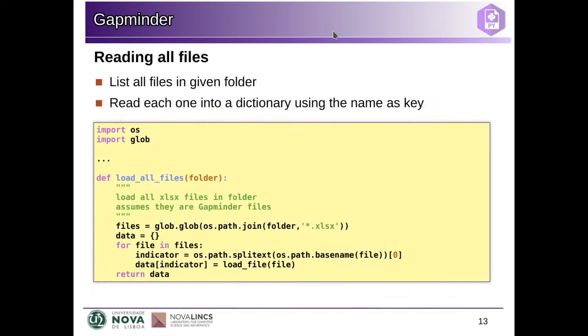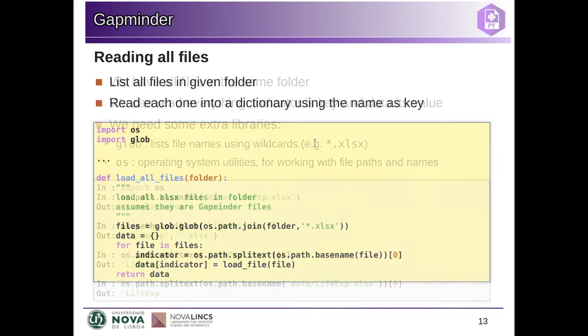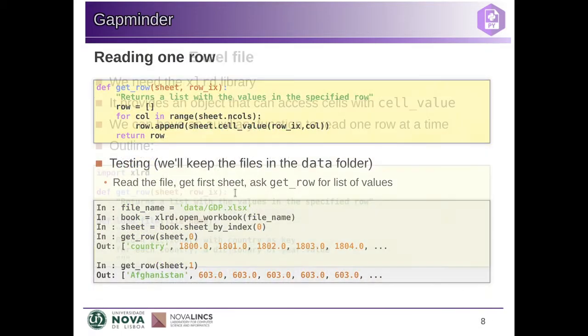So here is the function to read everything. We already imported Excel read, that one was here before. We now import the OS and the glob libraries. This is just the previous part, so note that these are changes to the whole script.